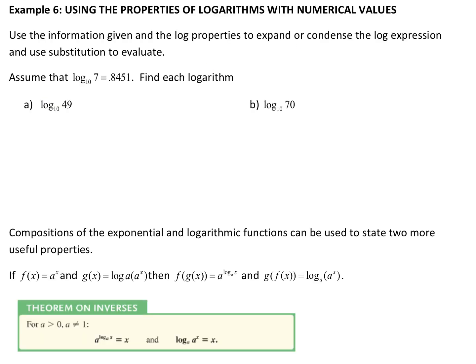So it tells you that log base 10 of 7 is 0.8451. We're going to use that and plug it in. But in order to be able to plug it in, you have to have the same log base 10 of 7. So we can rewrite log base 10 of 49 because 49 can be rewritten as what? 7 to what power? 7 squared.